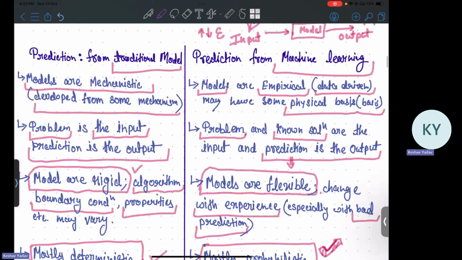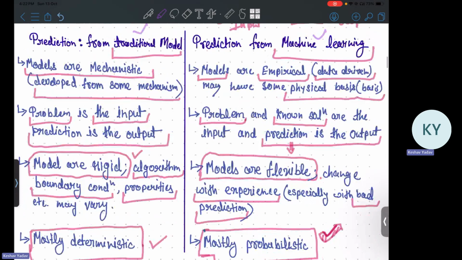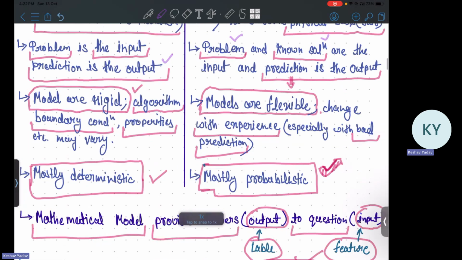Then we have seen the difference between the traditional model and machine learning model. In the traditional model, we know the underlying mechanism, but here we do not know the underlying mechanism. In the problem, we have the input, we want to find out the output, but in machine learning we have the input and known solution. Based on this, we train our model so that when the unseen test data come, it should be able to predict an output.